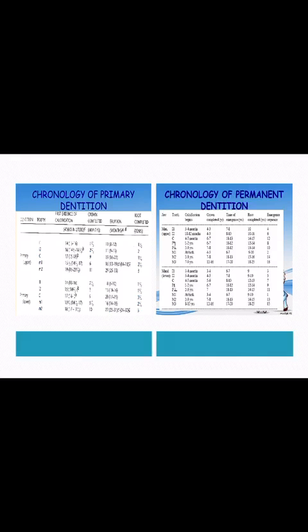Here you can see the chronology of primary and permanent dentition. You can see the duration of calcification, crown completion, eruption and root completion for both the primary dentition and the permanent dentition. The teeth in primary and permanent dentition develop essentially in the same manner, although at different times.